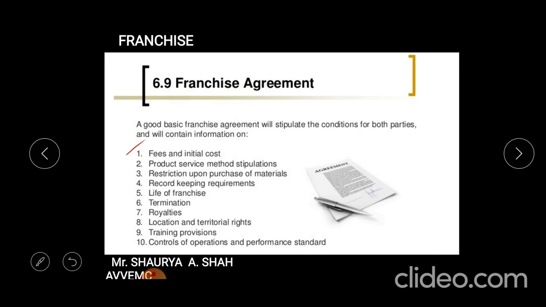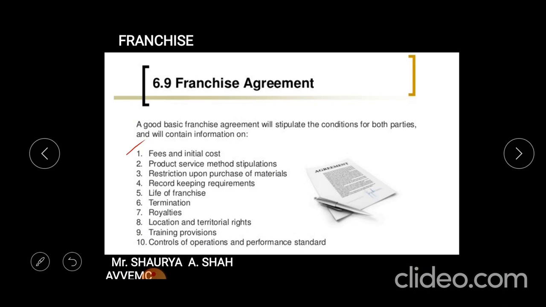If I am the franchisor and I am the franchisee, both the parties working on a franchise agreement, right? So the first thing I need to look at is what will be the fees and the initial cost to gain the franchise from the franchisor. So this is the first condition you need to study.